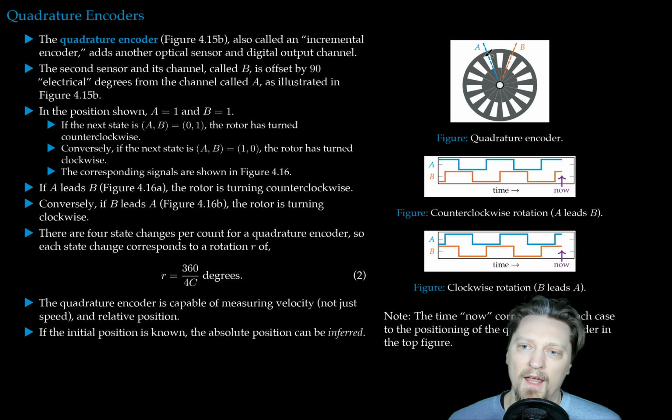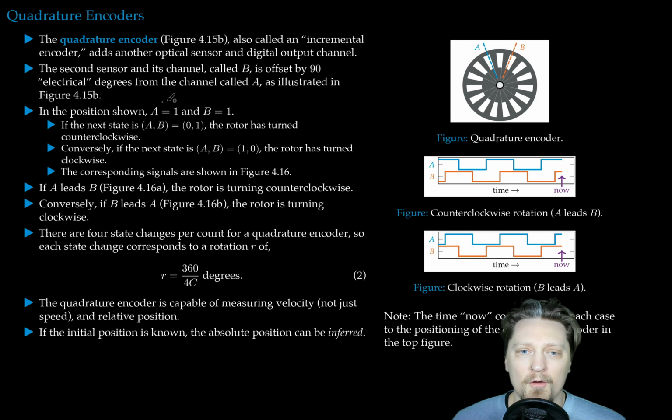We could have A in the center of a slit correspond to B being in the center of a line, and that would be 180 degrees different. But instead we have 90 degrees of phase difference between them, and from this we'll be able to deduce the direction that the shaft is spinning.